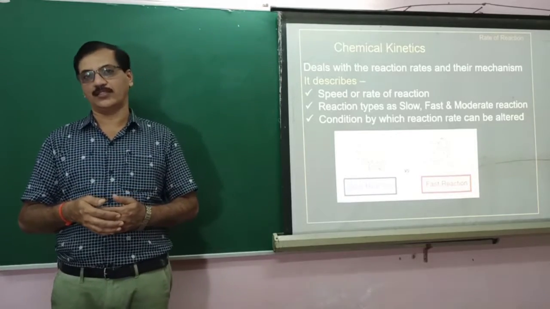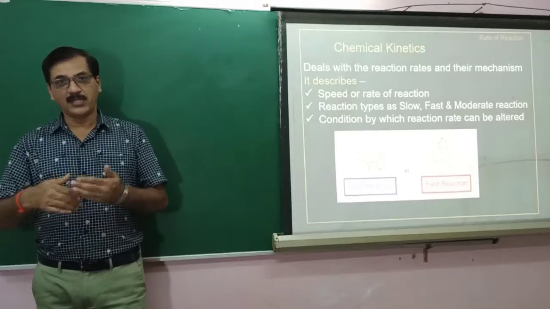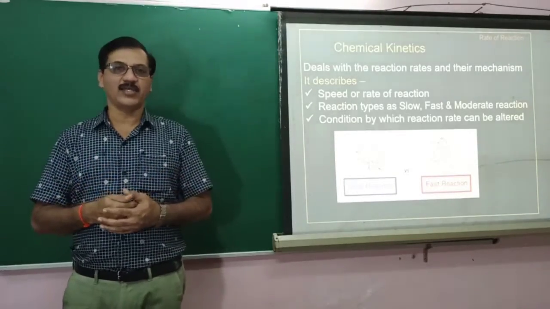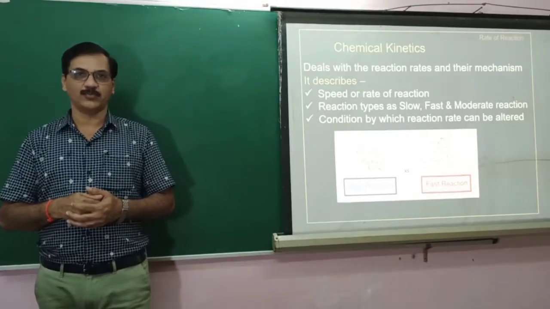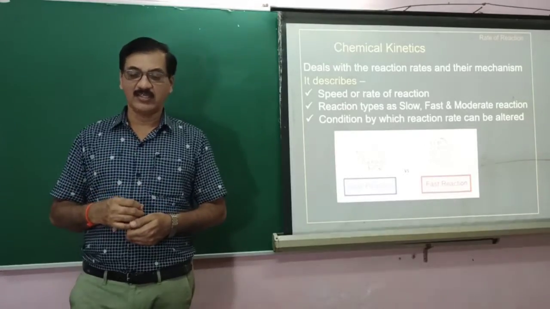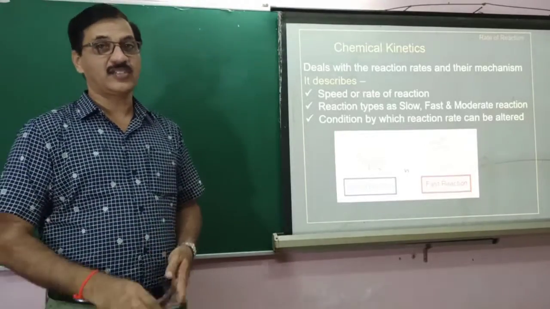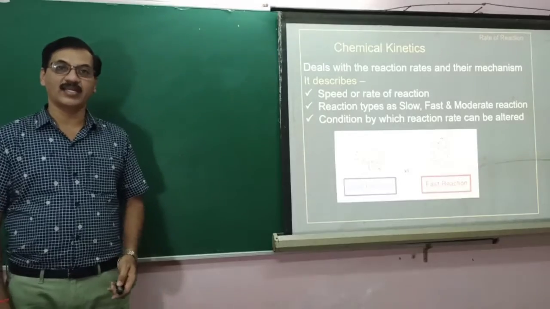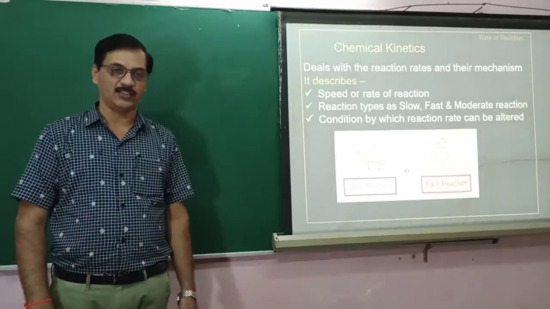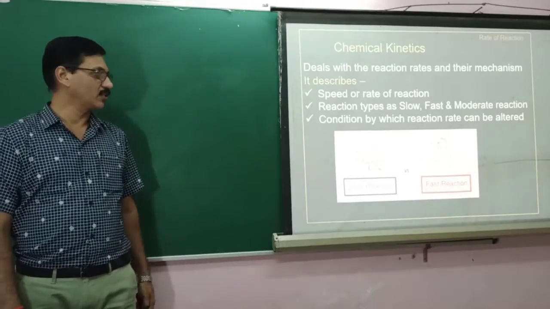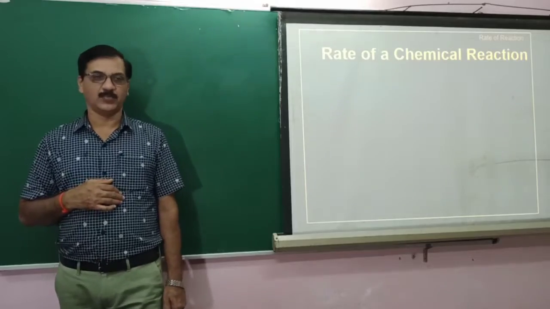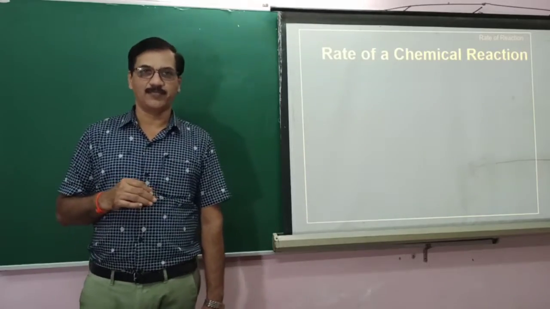And some reactions are slow, as I told you, and in between there are some reactions which are moderately fast. In chemical kinetics we deal with such chemical reactions which have a moderate speed or moderate rate of reaction. Now coming to what is the rate of a reaction? What is meant by rate of a reaction?